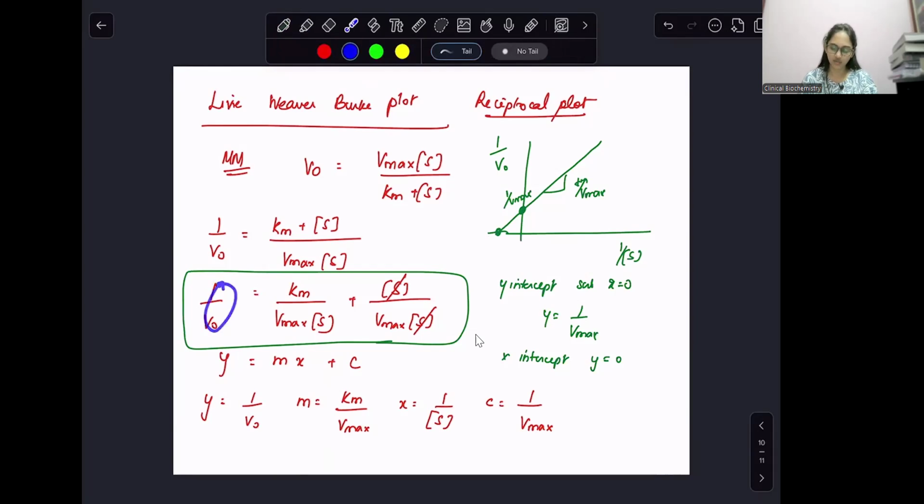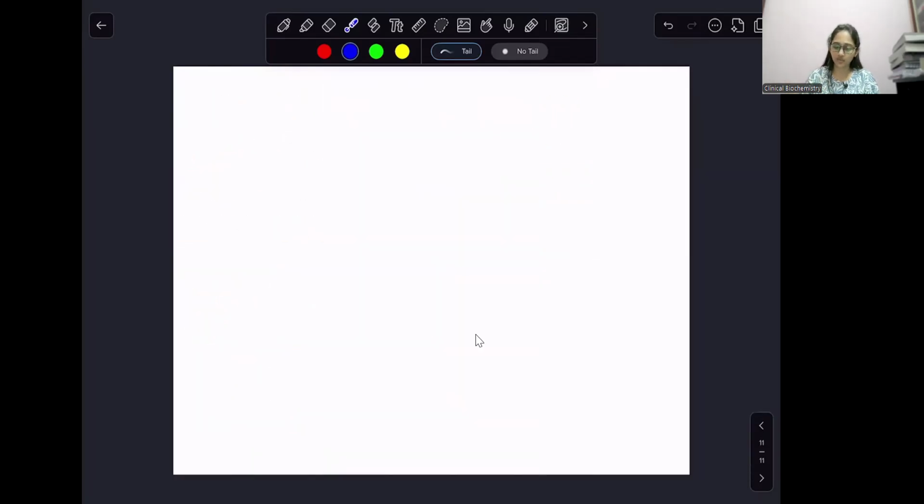Yes, this becomes 0. So you need to rearrange the equation. So what will you get? Km by Vmax into substrate will be minus 1 by Vmax, right? So Km by Vmax is 1 by Vmax. So what will be the x here? It will be 1 by Km. The Vmax and Vmax will get cancelled. You will get 1 by Km. Is it fine or should I derive that?